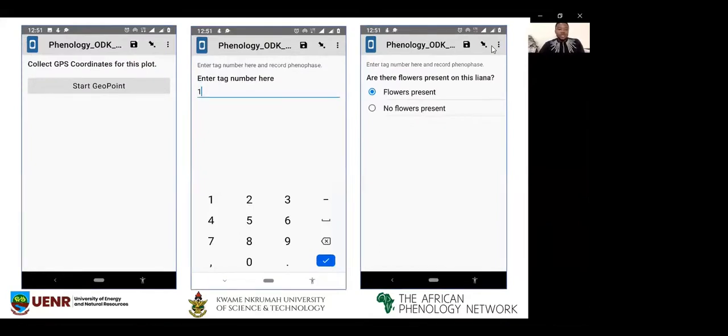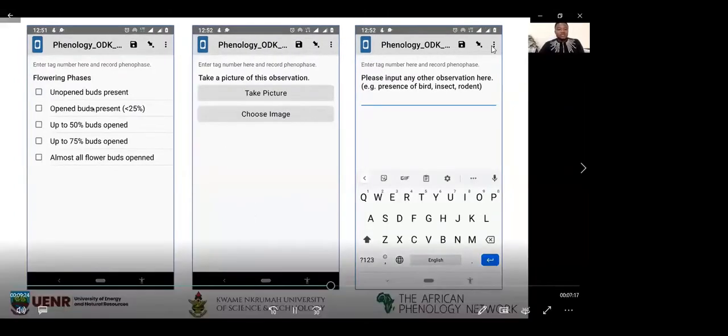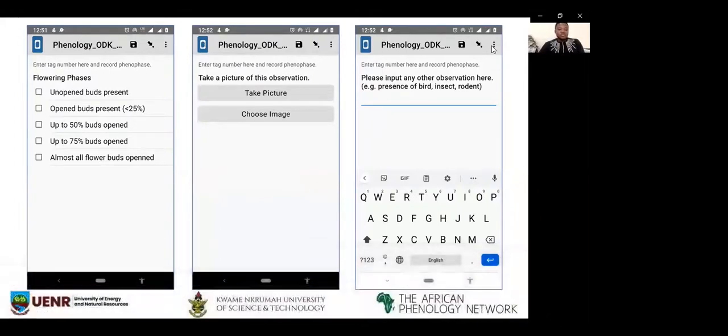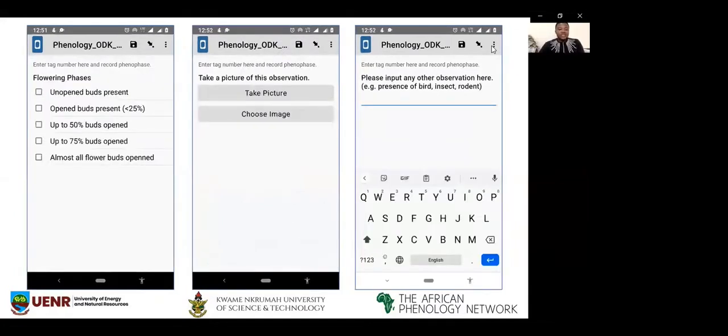Forms can also be coded to ask for GPS coordinates of the exact location of the plot. And this allows for remote supervision, so that for data collection to start, the data collector must necessarily be in the plot for that to happen. And then they enter the tag number. Once they select flowers present, then questions that apply to flowers present, like open bud, up to 50% open bud, those options then follow. If they select no flowers present, then the skip logic does not ask any of these questions, but skips to the next phase.